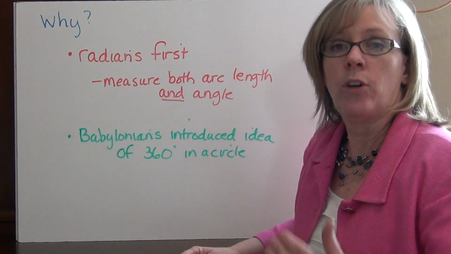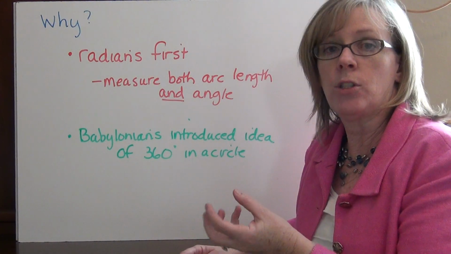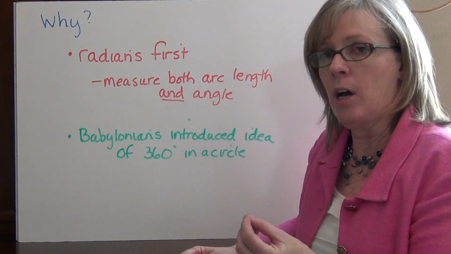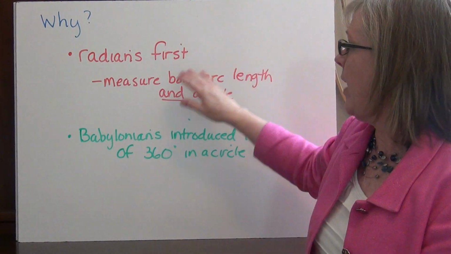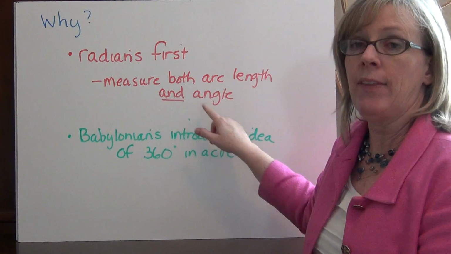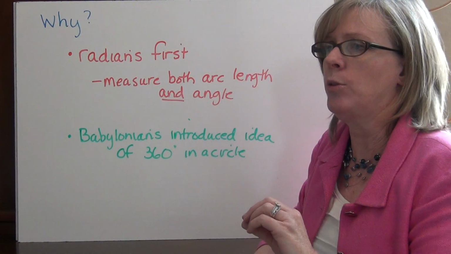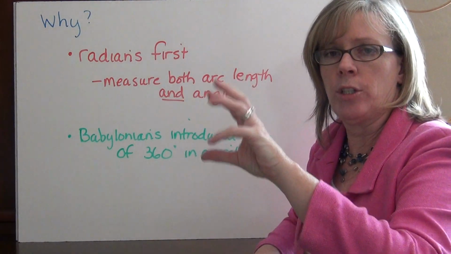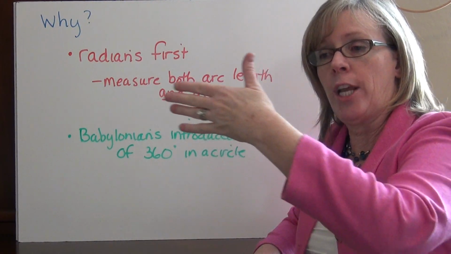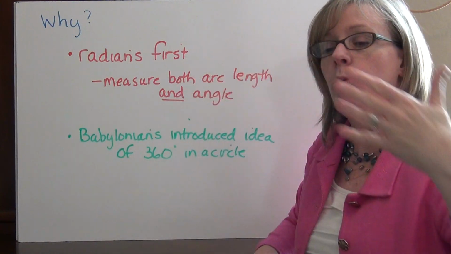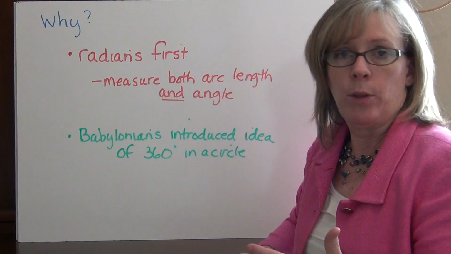Radians were first. Radians are based on the idea that a circle circumference is 2 pi r, and that came along many, many thousands of years ago. Radians have the advantage that they measure both the arc length and the angle. So if you remember from geometry, when we were trying to find an arc length, we had to set up an entire equation and divide by 360 and do a whole bunch of different things in order to change the angle into an arc length or an arc length back to an angle. We don't do that with radians.